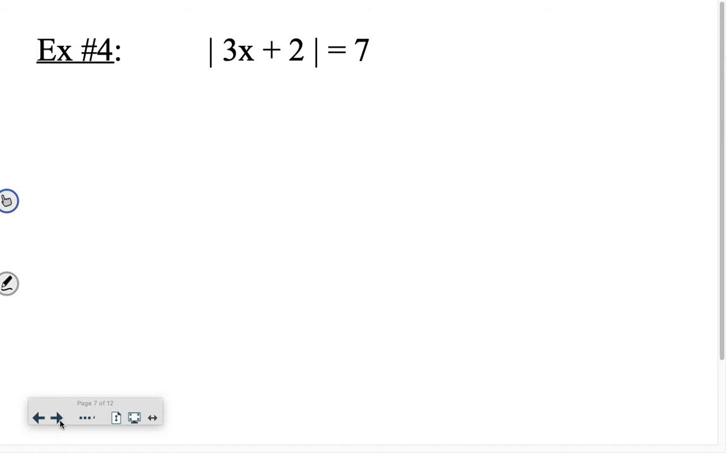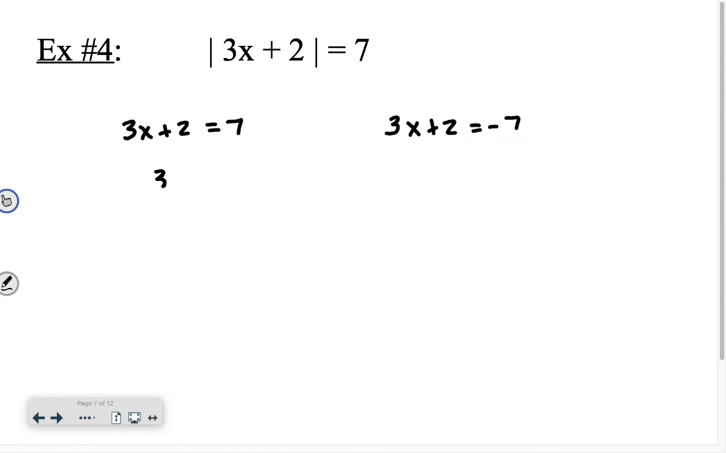The reason I asked that is it does not matter what's inside. That means whatever's inside has to equal 7 or negative 7. There's your two equations. 3x plus 2 had better either equal 7 or negative 7. If it equals either one of those, when you then take the absolute value, you'll get 7 as an answer. And there's where your two answers are going to come from. Now just solve your equations separately.